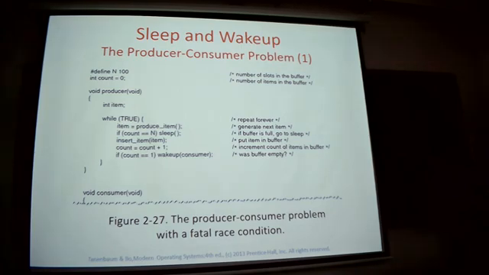Because we have two processes, we just look at this example. Maybe in real applications there are more than two processes, three, four, five. So one bit may not solve the problem. We usually use two bits or more, okay?